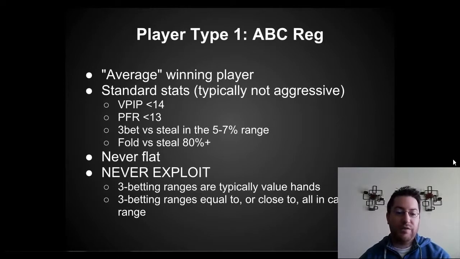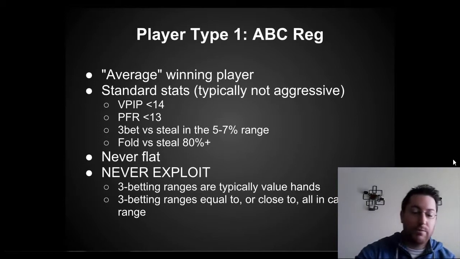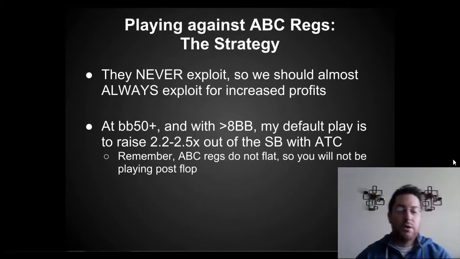If you get 3-bet by one of these players, it's typically by a pretty good range. They're not 3-betting ultra wide to exploit you. It's usually done by, as I say here, their value hands. And 3-betting ranges are typically equal to or close to the all-in calling range. And we'll get into how that'll be useful in a second.